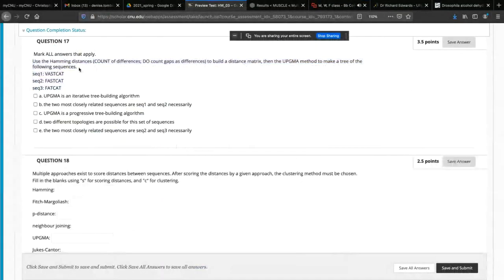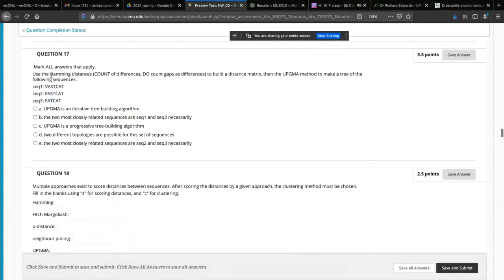So question 17, you have to build a tree. We are going to use the Hamming distances, which are just the count. In class, we did the P distance, which is the proportional distance, meaning we had to not only count, but also account for the overall length of these sequences that we are comparing. For the Hamming distance, we're just going to do the count. And I think in the exam I decided to use Hamming distance also, just to make it easier.